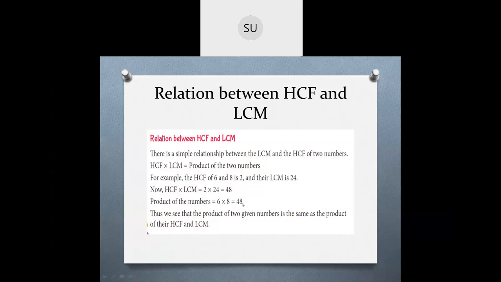For example, here they've told HCF of 6 and 8 is 2 and LCM is 24. So now we'll multiply HCF with LCM. So HCF is 2, LCM is 24. So 2 into 24 is 48. And the product of the numbers, that is 6 into 8, is also 48. So we see that the product of two given numbers is the same as the product of their HCF and LCM.